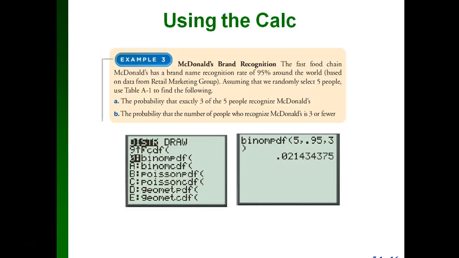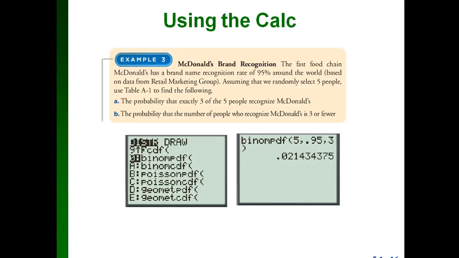You go to 2nd VARS to pull up the distribution menu, and you scroll all the way down till you see binomial PDF, probability density function. The CDF is cumulative density function. I tend not to use that a whole lot, and we'll talk about why in a couple of minutes.